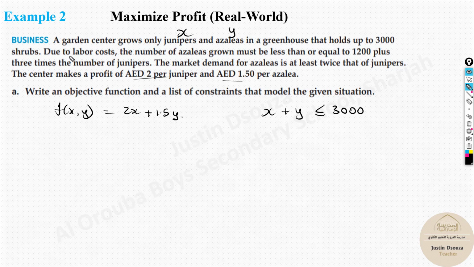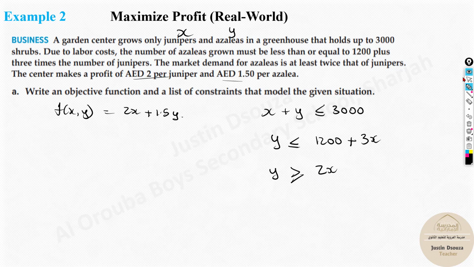And what about the other things? Due to labor cost, the number of azaleas grown must be less than or equal to, now azaleas is Y, less than or equal to 1200 plus 3 times junipers, that's X. This is the second equation. And lastly, we have the market demand for azaleas is at least twice that of junipers. So now Y must be at least, must be greater than or equal to twice that of junipers.